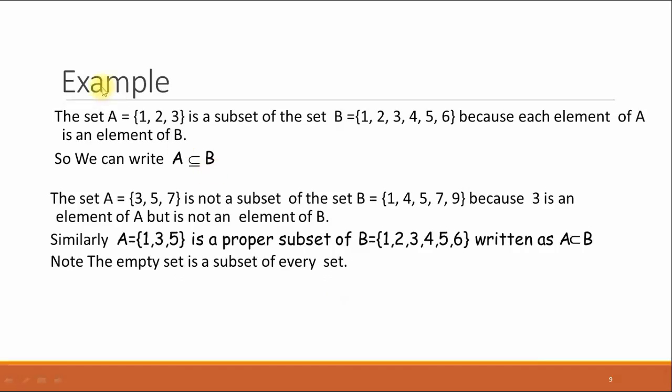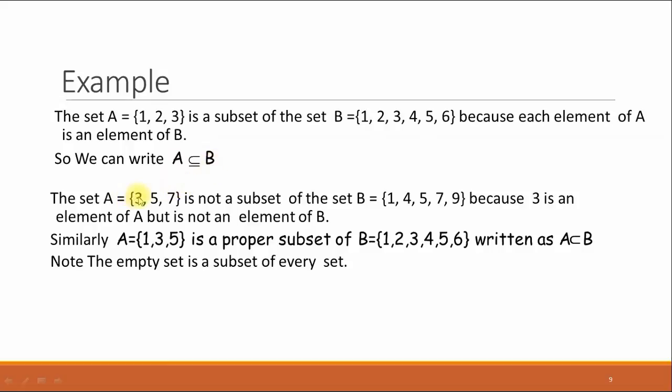For example, A = {1, 2, 3}. This is a subset of B because each element of A belongs to set B. Because each element of A belongs to B, A is a subset of B and we write A ⊆ B.